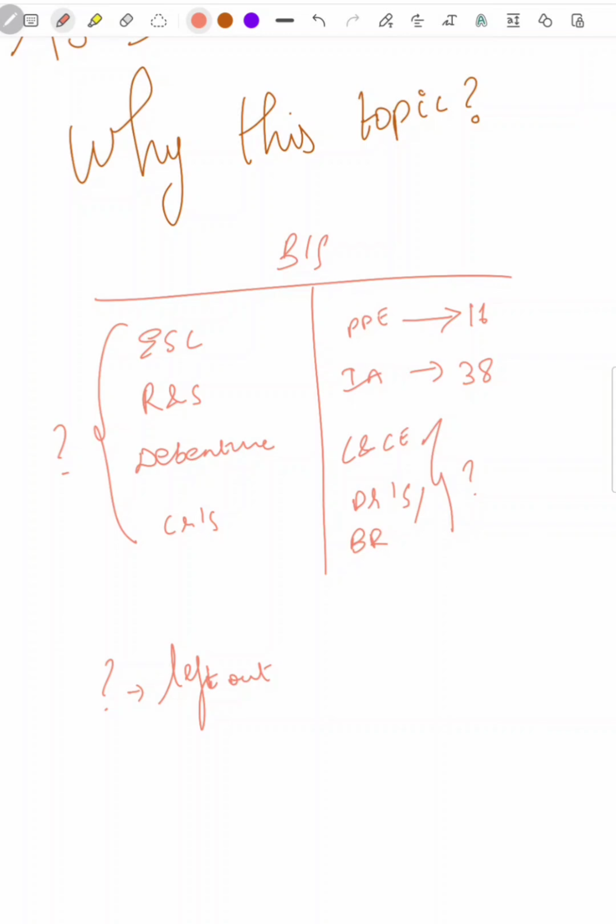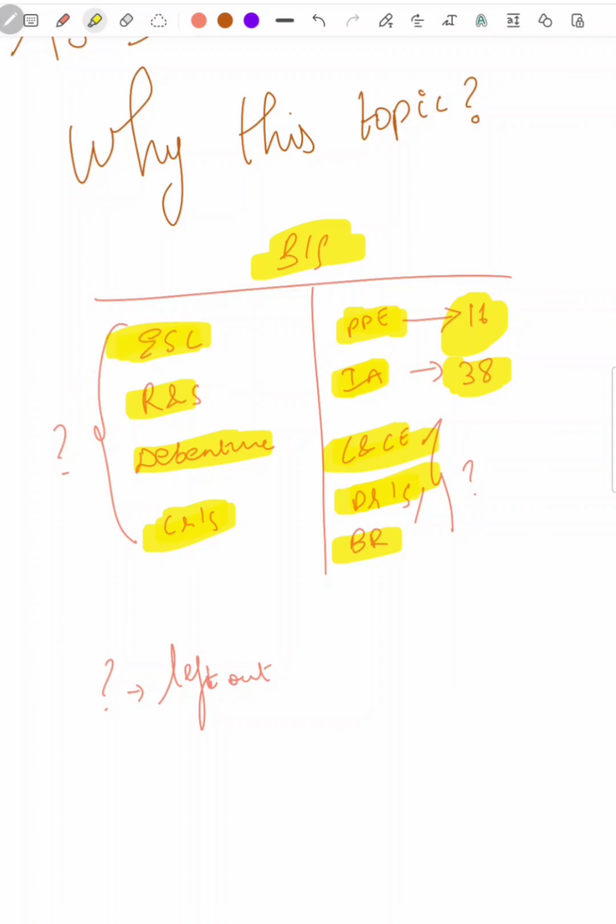Okay. So if you take this balance sheet, you have equity share capital, reserves and surplus, debentures, creditors, PPE, intangible assets, cash and cash equivalents, debtors, bills receivable, everything is there, right? So this PPE will be covered under Ind AS 16, and this intangible assets will be covered under Ind AS 38. But this cash, debtors, creditors, equity share capital, where will these be covered?